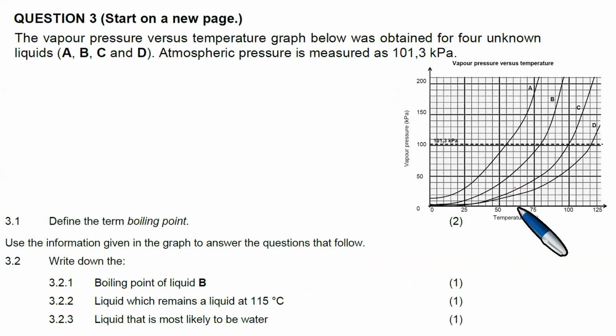Right. In the next point, we're going to look at a graph. Graphs are very interesting in chemistry, and this graph is no exception. There's something called the vapor pressure. Question 3: the vapor pressure versus temperature graph below was obtained for 4 unknown liquids, A, B, C, and D. Atmospheric pressure is measured as 101,3 kilopascals. The graphical representation is about the vapor pressure versus temperature.